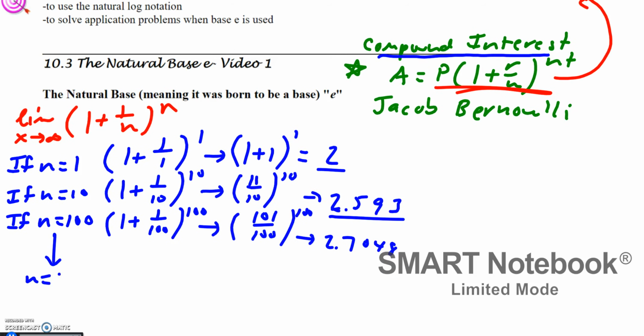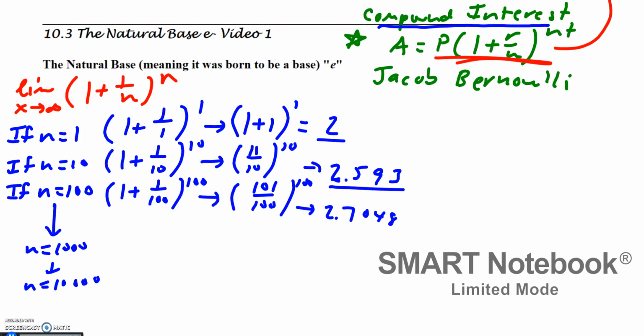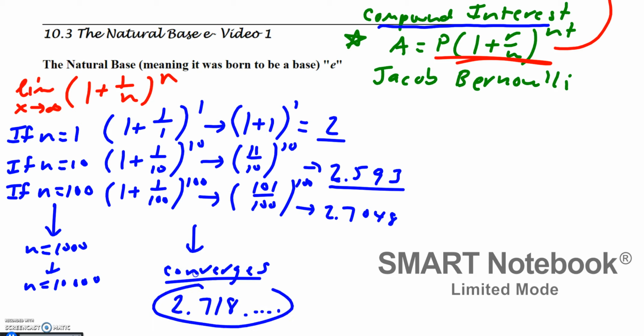He tried n equals 1,000, he tried n equals 10,000, and he noticed that as he plugged in bigger and bigger numbers, this limit eventually converged, and that's a word you'll hear quite a bit in calculus. It converged on the number 2.718 and kept going and going. The bigger the numbers got, the numbers kept coming out to that final value. And this number is what mathematicians define as the number e.